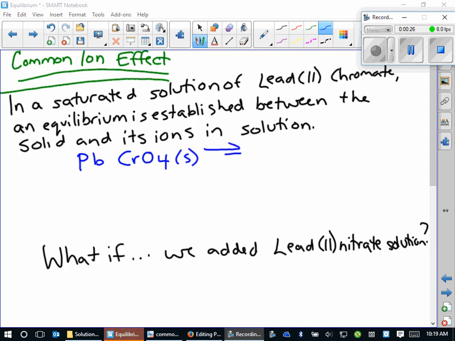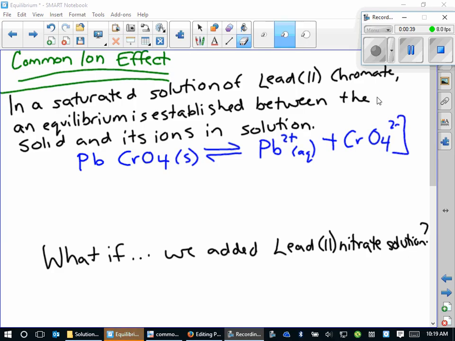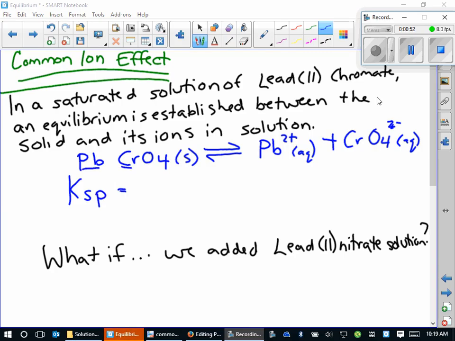We've said it's in equilibrium in solution. So we have Pb2+ ions plus CrO4 2- ions. If you look up in your data table, you can find the Ksp value for lead chromate. It's 2.3 times 10 to the negative 13.